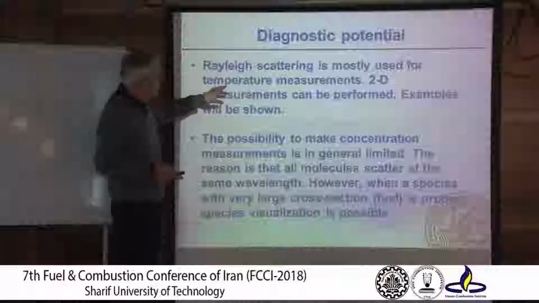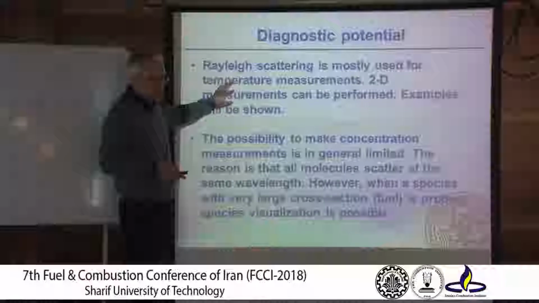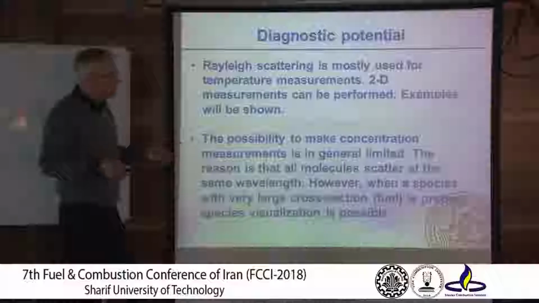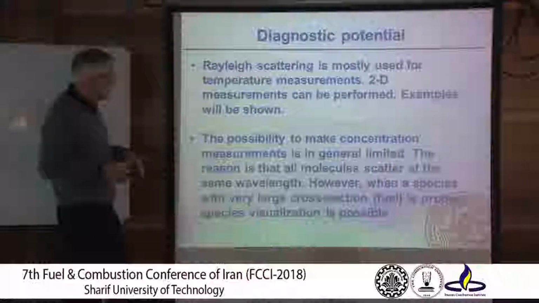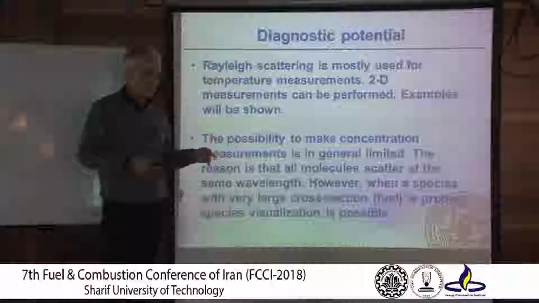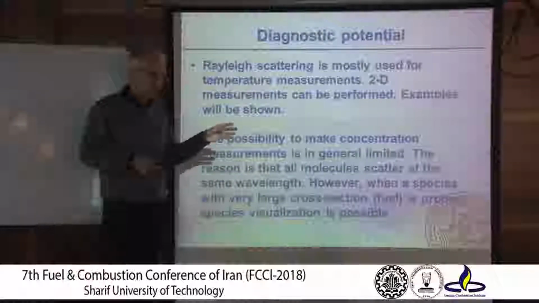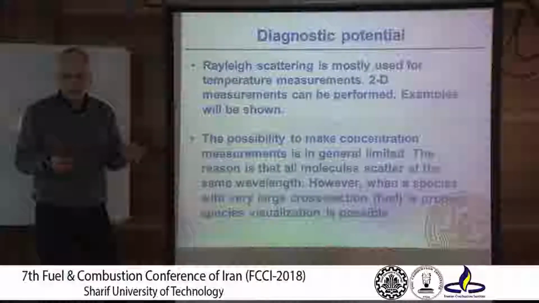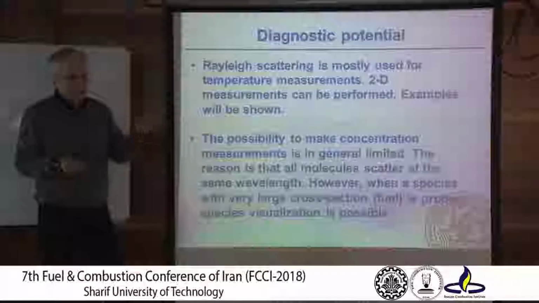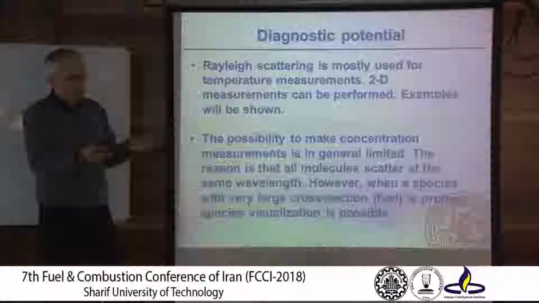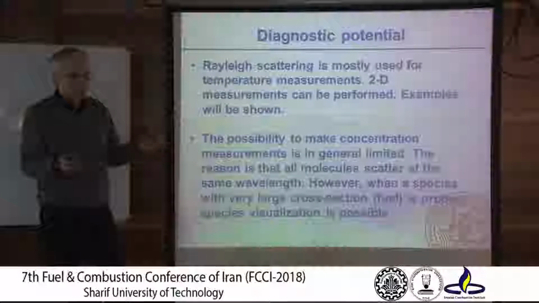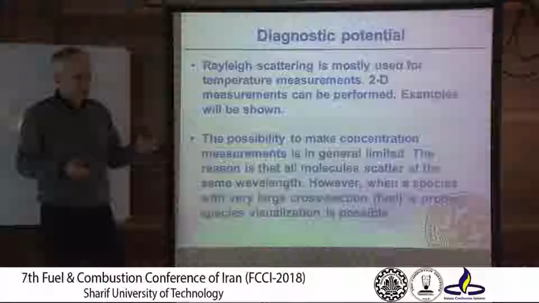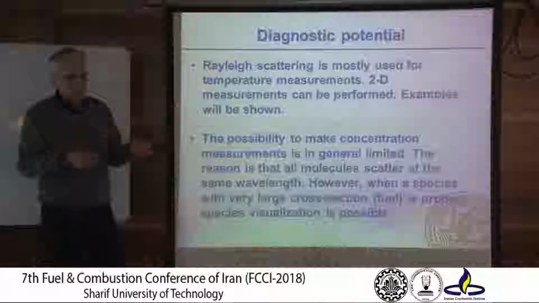It has mainly been used for temperature measurements. And you can do 2D measurements, as will be shown. In principle, you can also make concentration measurements. The problem is that for Rayleigh scattering, all scattering takes place at the same wavelength. So if I illuminate a sample with a lot of species, all of them will give rise to the same scattering. So it's not easy to distinguish one species from another.